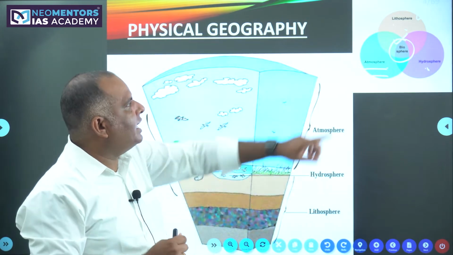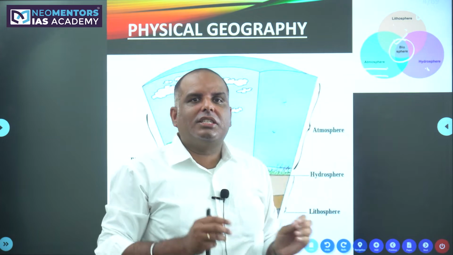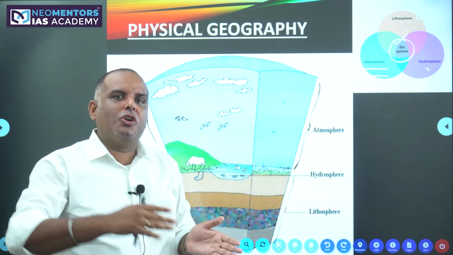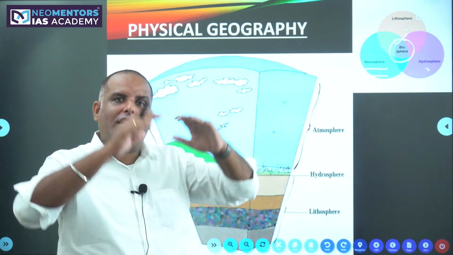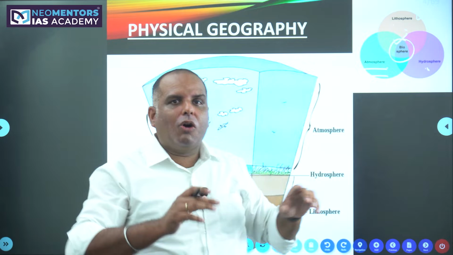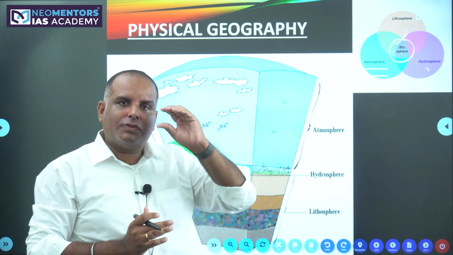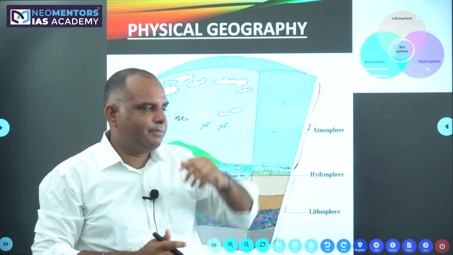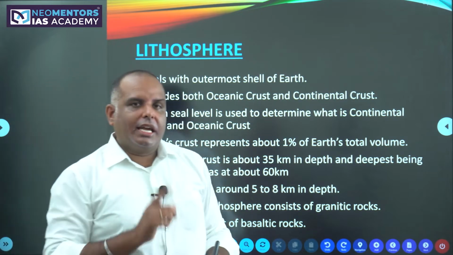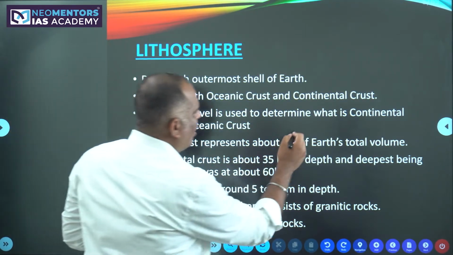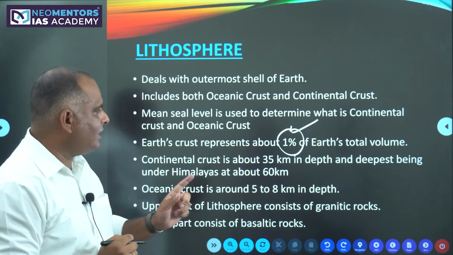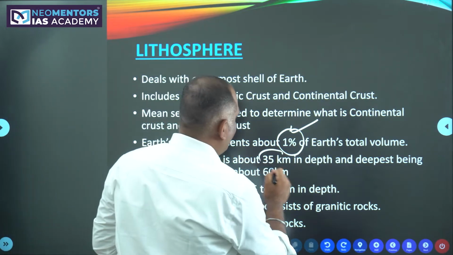Now, how wide is the lithosphere? The lithosphere is, on average, just 35 kilometers deep. That means if you take the volume, it is approximately 1 to 2% of the volume of the entire earth. So when we say lithosphere, it is about the outermost shell of the earth, with an average depth of 30 to 35 kilometers. I also mentioned the volume: approximately 1% of the Earth's total volume. And I said the depth is an average of 35 kilometers.